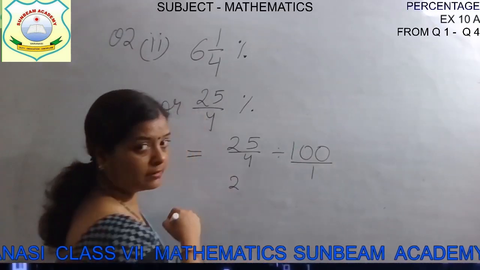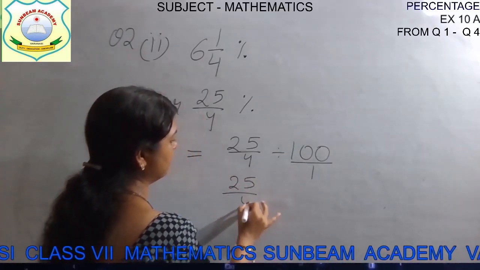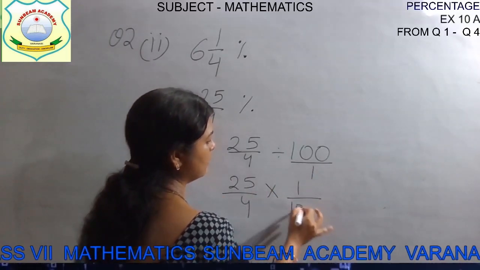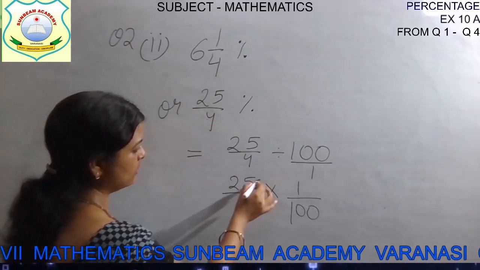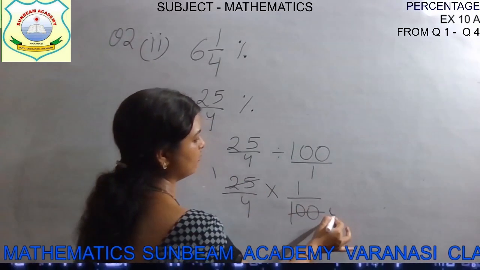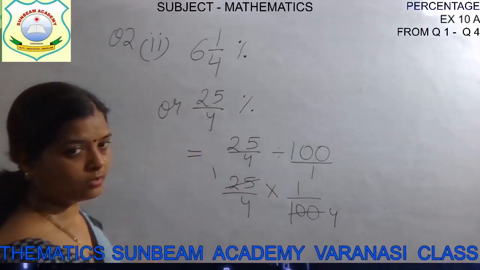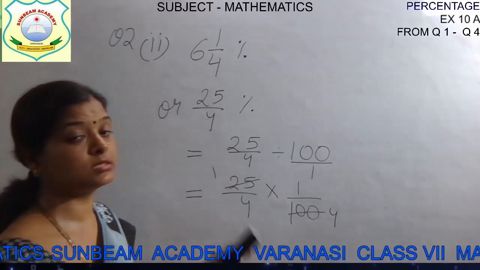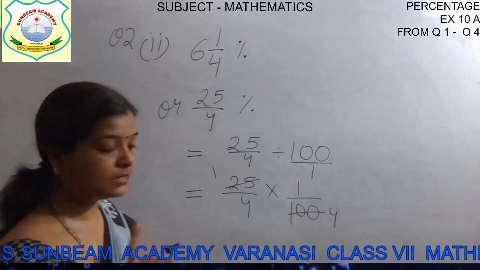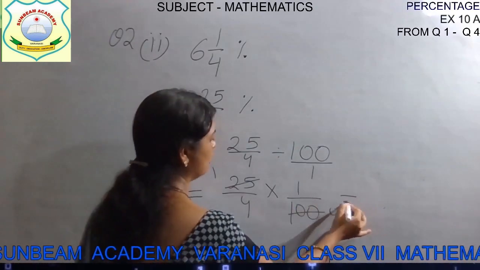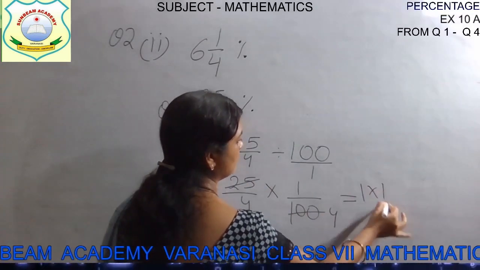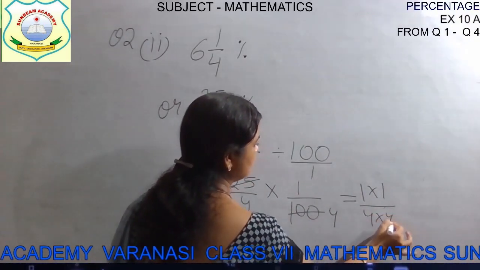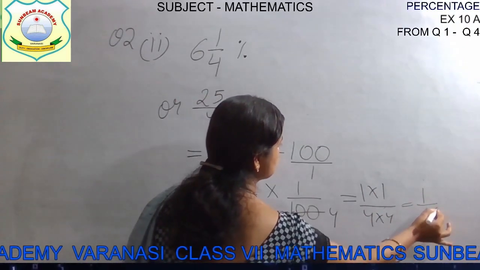100 means 100 by 1. So 25 by 4. Divide will change into multiply and reciprocal. So 1 by 100. Okay. Solve this, children. 25 ones are 25. 25 fours are 100. Now many times what the children used to do, they see that 4 and 4 is left, 4 4s are 16, 16 is the answer. No. What will be the answer? In the numerator you have what? 1 into 1. Okay. And in the denominator what do you have? 4 into 4 is left. So the answer is 1 by 16.